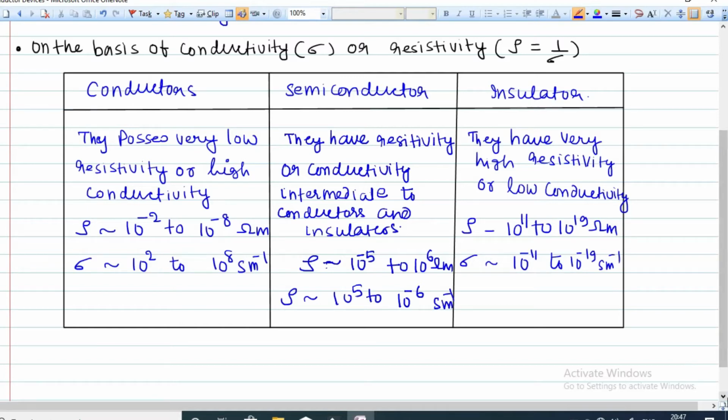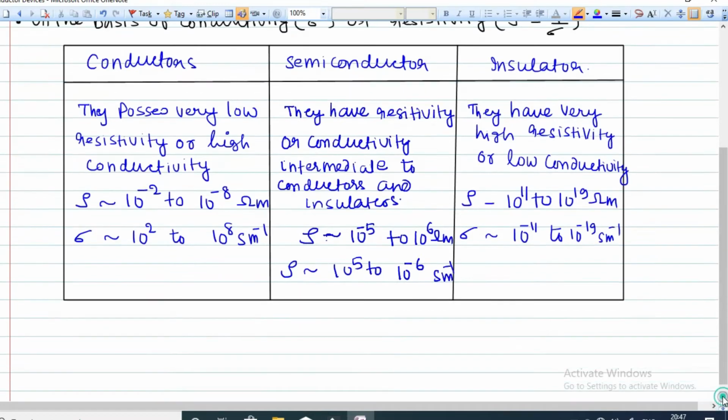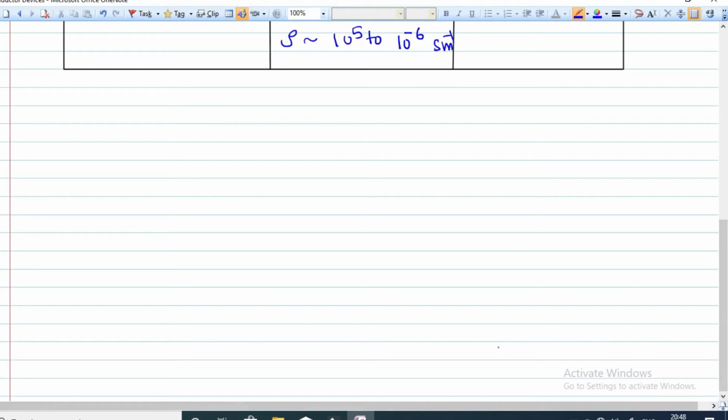So this is one of the bases of classification of conductors, semiconductors, and insulators. Now the second basis of classification is based upon the energy bands. So now we are going to classify the conductors, insulators, and semiconductors on the basis of energy band. Let me discuss some important terms here, then we will go into the classification of conductors, semiconductors and insulators.